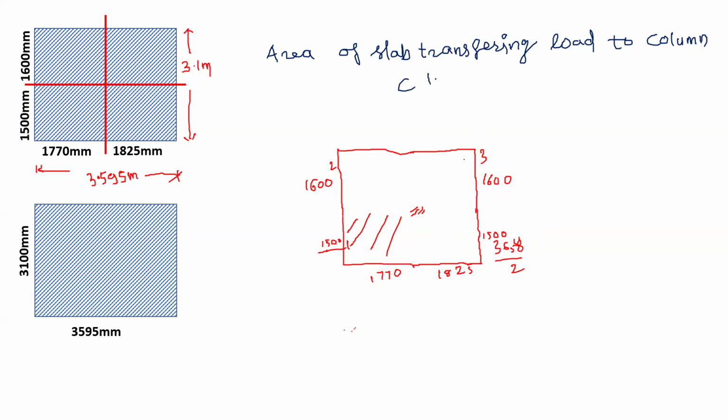And what are these values? We have 3.595 into 3.1, and we get the area of slab as 11.1445.